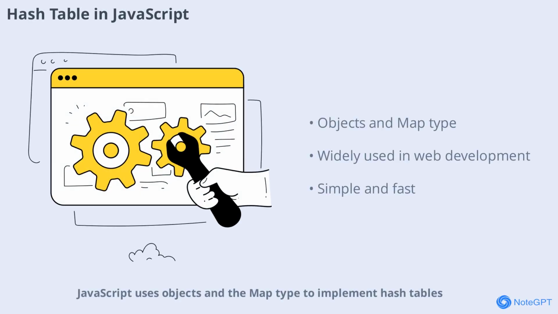JavaScript uses objects and the Map type to implement hash tables. These structures let you store data using keys and retrieve it quickly. JavaScript's hash tables are widely used in web development, powering everything from user interfaces to server-side applications. Their simplicity and speed make them a favorite among developers.